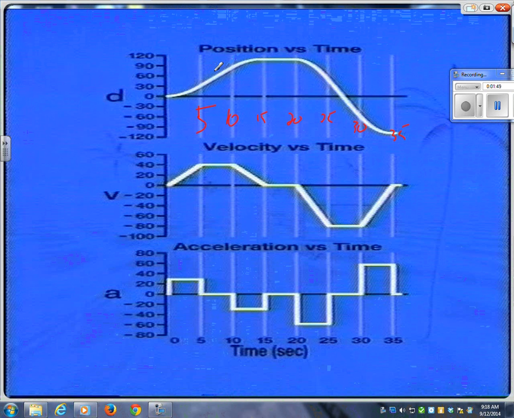Constant velocity. How do we tell that from the DT graph? Straight line. How do we tell it from the VT graph? Flat line. How do we tell it from the acceleration time graph? Flat line at 0. Can you tell just from the acceleration time graph that it is not going faster or slower?